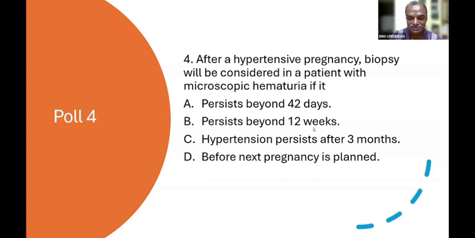Yes, can we have the results? Yes, Dr. Srijit, what do you think?